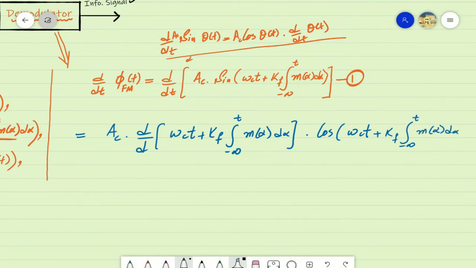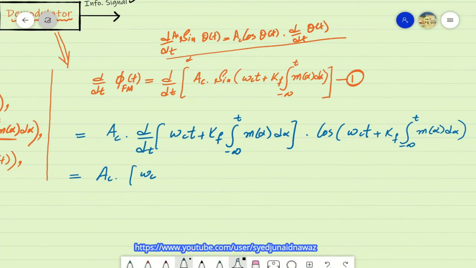As there are two terms being added inside the derivative operator here, we can calculate the derivative independently for both terms and add up the results, while the derivative of the integral of the information signal is the information signal itself in its original form.